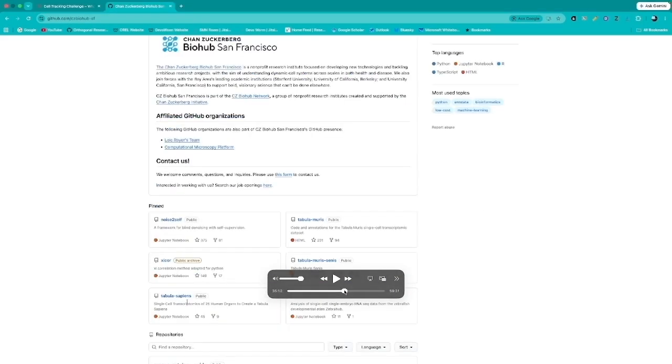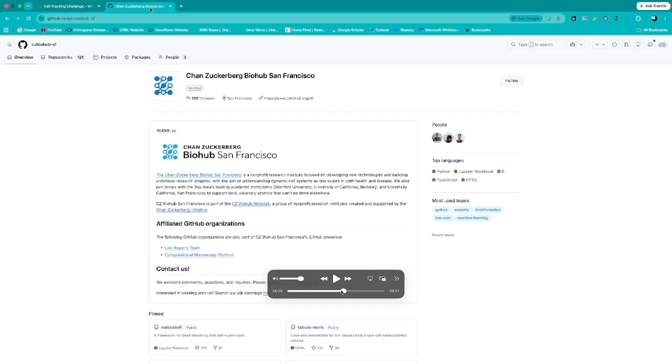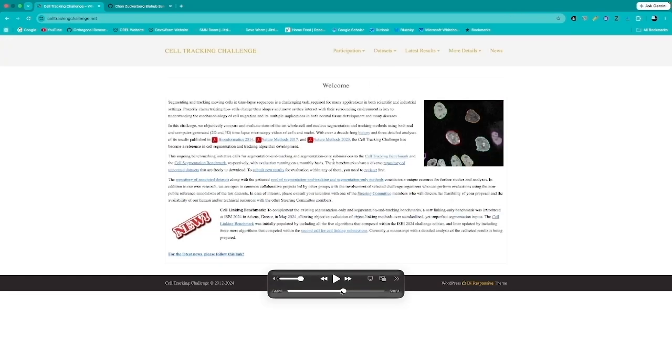Then Morgan brought up that this was done in concert with the Chan Zuckerberg BioHub and the Cell Tracking Challenge, which is a source of a lot of the data we've used in Google Summer of Code and DevoWorm. It's also a good resource if you're interested in any kind of cell tracking dataset to benchmark your own algorithms or develop your own approaches.